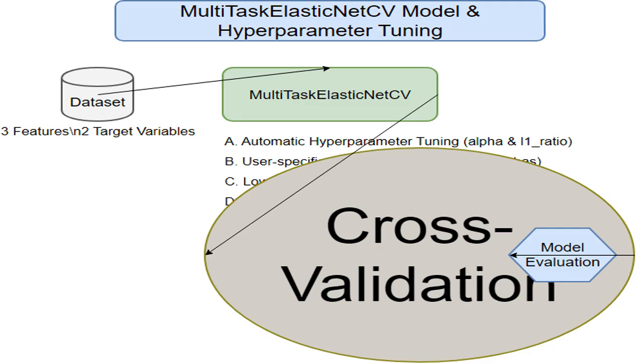I use cross-validation to assess the MultiTaskElasticNetCV model's ability to generalize to unseen data. I split my data into multiple folds, train the model on some folds, and test its performance on the remaining folds. This process helps me avoid overfitting and get a more reliable estimate of the model's performance. This is essential for obtaining robust results.